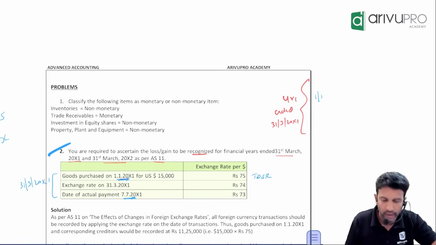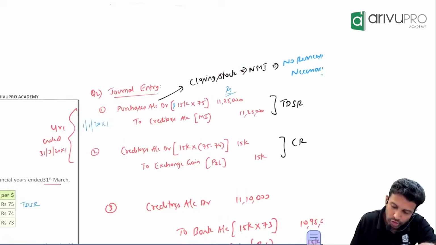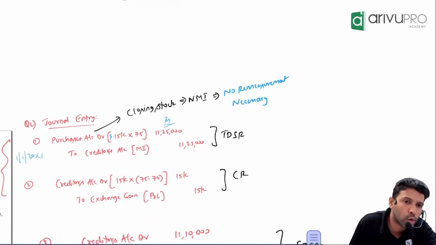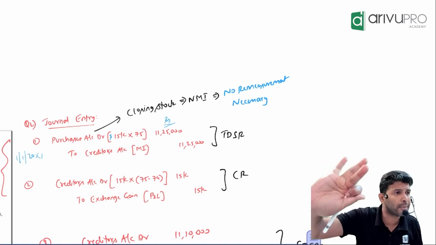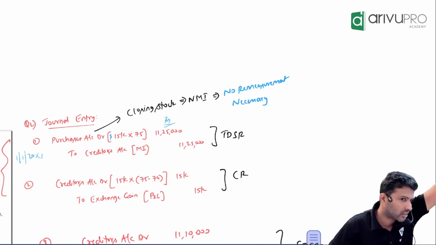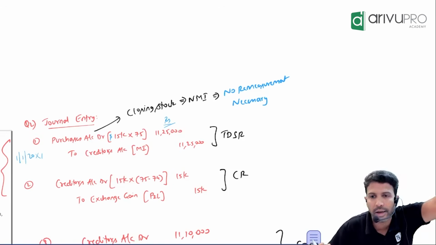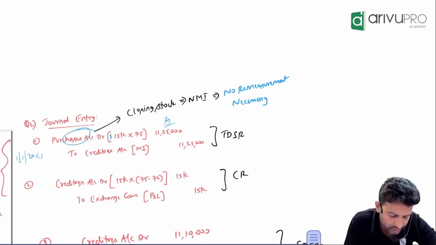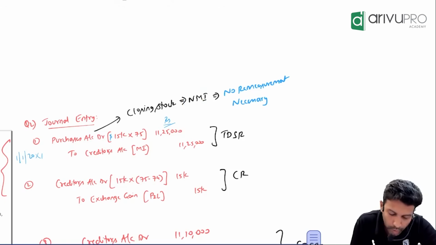When the year comes to an end, what does AS 11 say? Check whether your monetary item or non-monetary item has a balance. Let's go one step back. Purchases is related to goods, inventory. Inventory is a monetary or a non-monetary item? Will you sell inventory forever at the same price, or does it depend on condition? If the condition is good, you will sell the inventory at a higher price. If the condition is bad, you may sell it at a lower price. So inventory is an example of a non-monetary item. So this purchase relates to goods or inventory, which is a non-monetary item. Leave that. What about creditors?